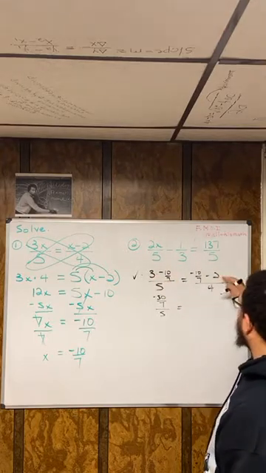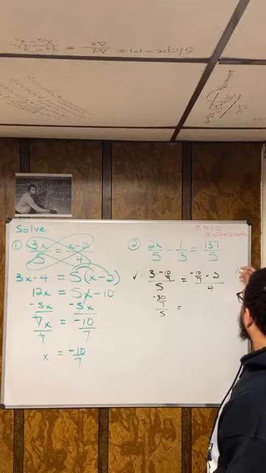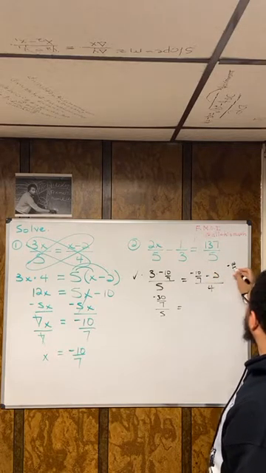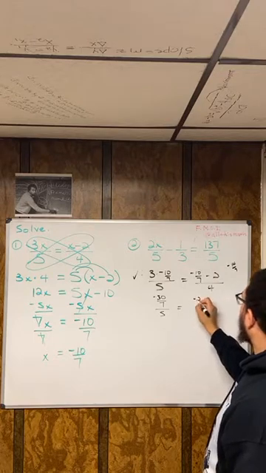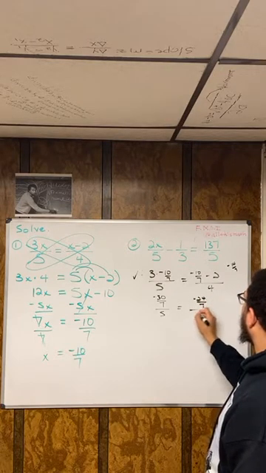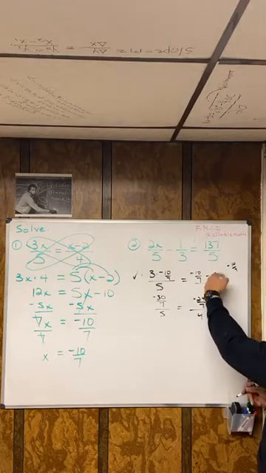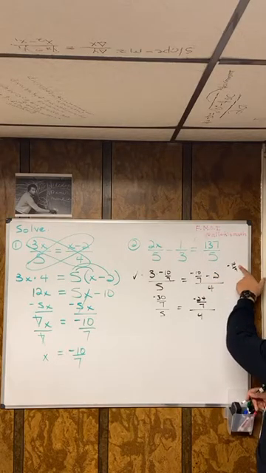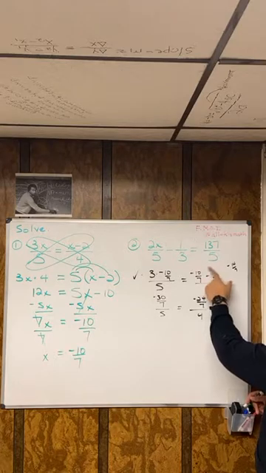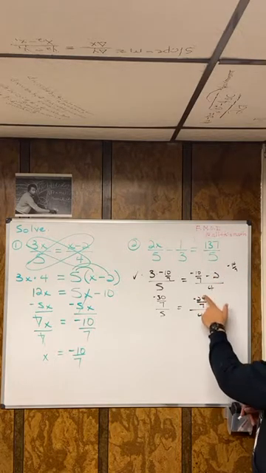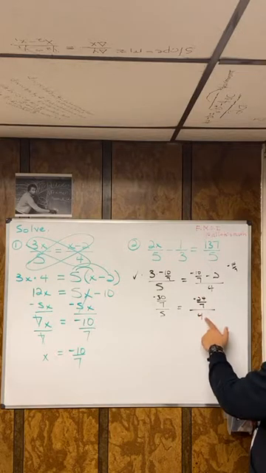So negative 10 sevenths minus 2, that's going to be the same thing as negative 14 sevenths. So negative 10 minus 14 is negative 24 sevenths divided by 4, because negative 10 sevenths, and then I need a common denominator, so this negative 2 is going to turn into negative 14 over 7. Negative 10 minus 14 is negative 24. That's where the negative 24 came from. We got negative 24 over 7 over 4.